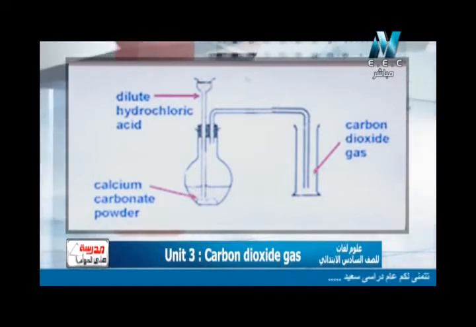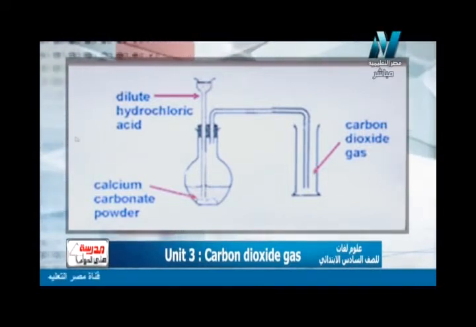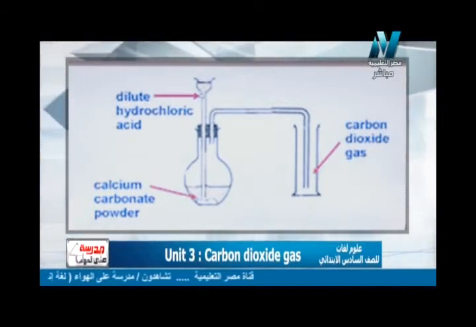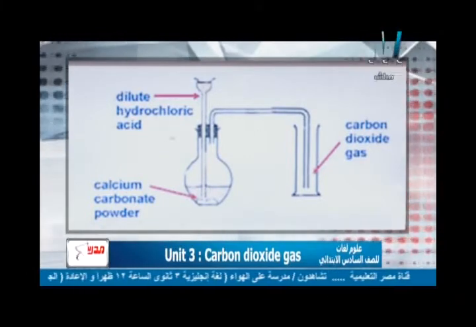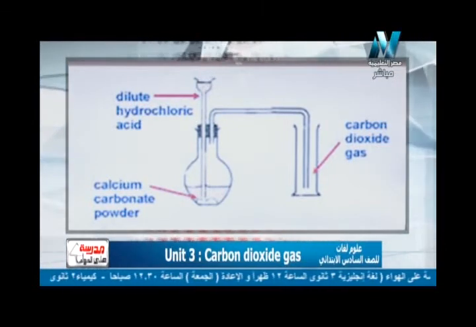And also I have a funnel here. This funnel contains dilute hydrochloric acid. Again, dilute hydrochloric acid or any acid available at home. If I don't have this acid at home, I can use vinegar, a very strong acid, and I can use it in the preparation of carbon dioxide gas.